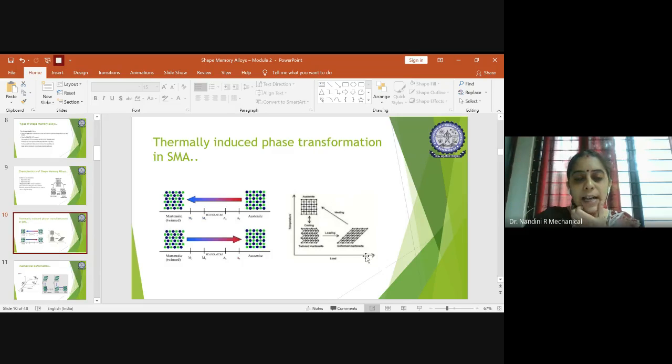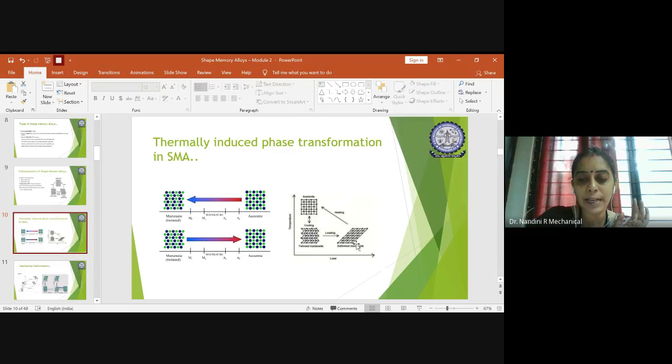So this is just a diagram to show how the phase transformation can be induced thermally. This is the austenite phase, which will be regular. Now what happens is you reduce the temperature and finally it comes down to the martensite phase. And again from the martensite phase, if you increase the temperature, it comes back to the austenite phase. So this is the cycle which keeps on happening when you apply a specific loading.